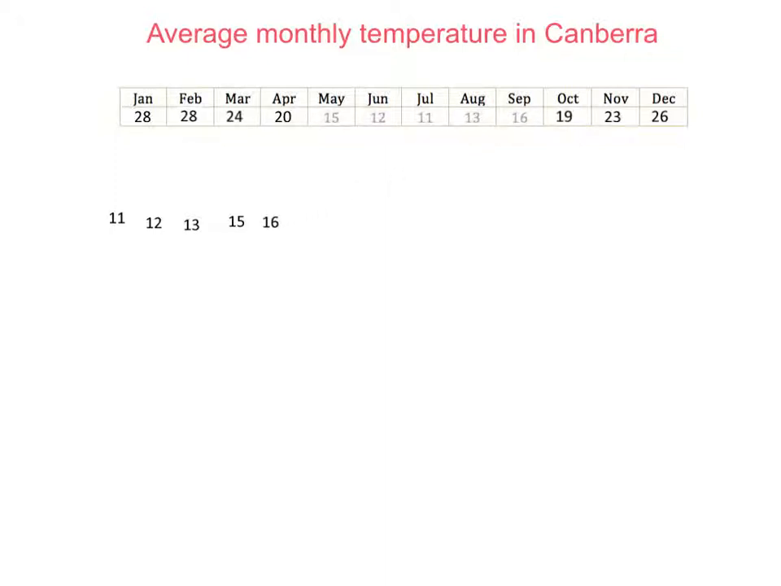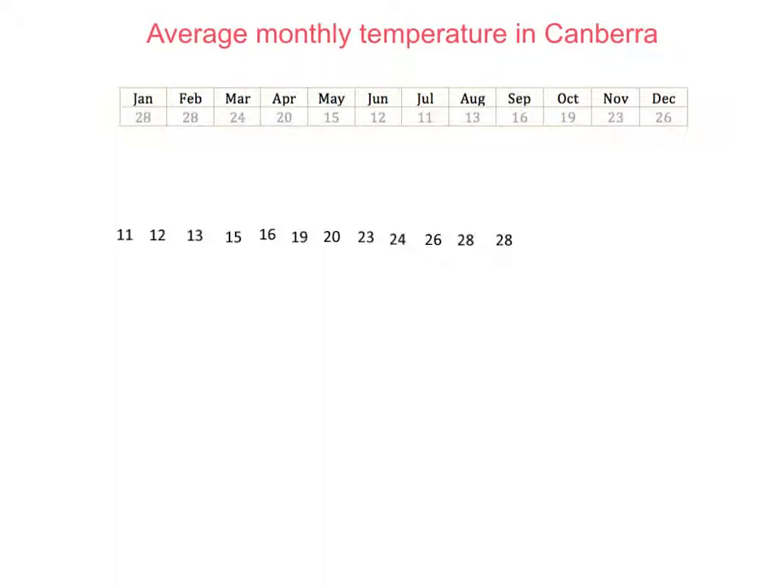16, looking for the next lowest, appears to be 19, 20, and this is a little easier to find these in order because they are in fact temperatures and they're seasonal. 23, 24, 26, 28 and 28. So tidying them up a little, and we have our average temperatures listed in numerical order.